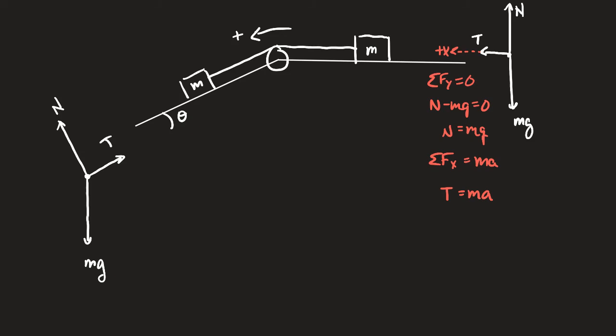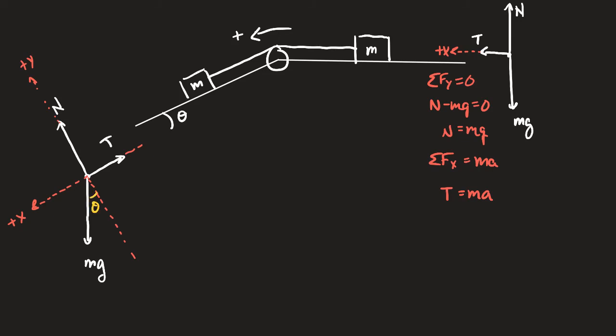The other block is on an incline, and therefore studying it's going to be a little more difficult. I'm going to choose a coordinate system. Positive y, and I'm making this the positive x direction. Again, I'm trying to make sure that I am consistent with what I call positive between both objects. It'll make my life easier.